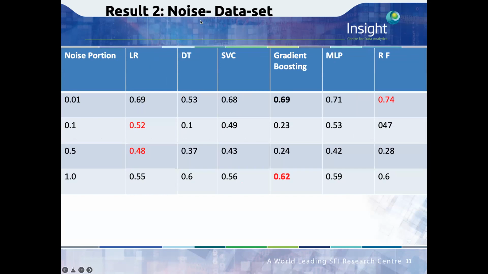And the second result we got from this simulation, when we put noise starting from 0.01, which is the lowest percentage in the data, to 1.0, which is the highest noise in the data, we can see the performance of all of these six machine learning classifiers. We see with the lowest noise that random forest got 0.74. And with 0.5, logistic regression gives us 0.52. Then again, logistic regression gives us the highest accuracy with 0.48. Then finally, with the highest noise, we can see that gradient boosting gave us the result with 0.62.